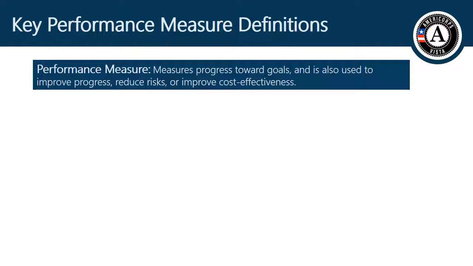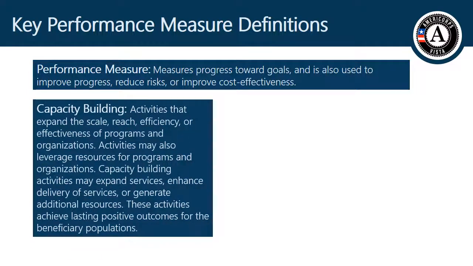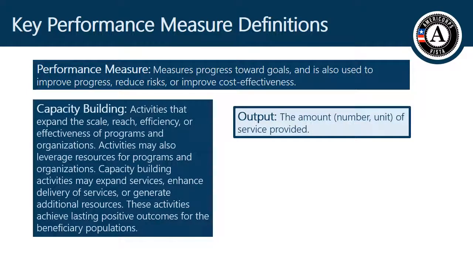We mentioned earlier that all AmeriCorps VISTA performance measures focus on capacity building, a term that should be familiar if you've served as VISTA members before becoming leaders. So what is capacity building? Capacity building is a set of activities that expand the scale, reach, efficiency, or effectiveness of programs and organizations. Activities may also leverage resources for programs and organizations. For example, capacity building activities may expand services, enhance delivery of services, or generate additional resources. These activities achieve lasting positive outcomes for the beneficiary populations served by CNCS-supported organizations.